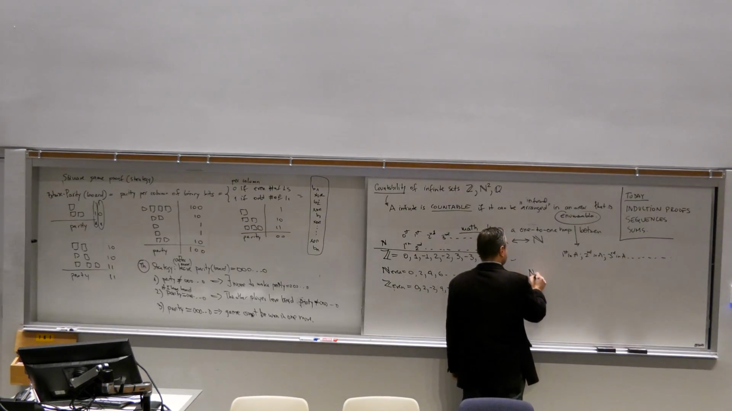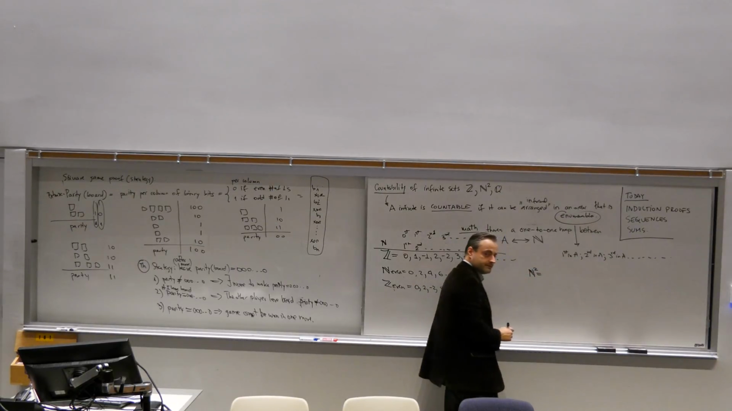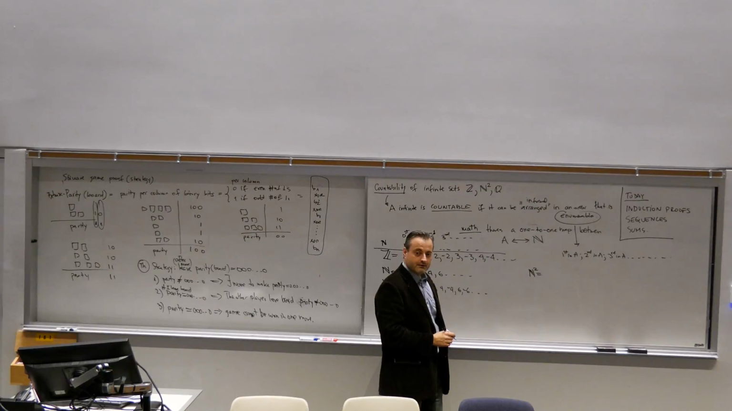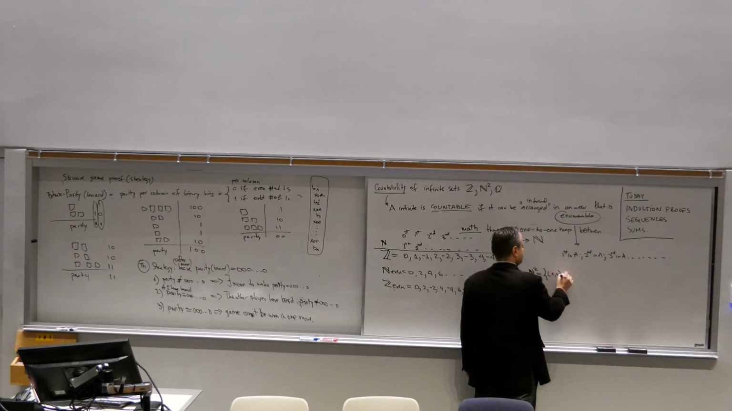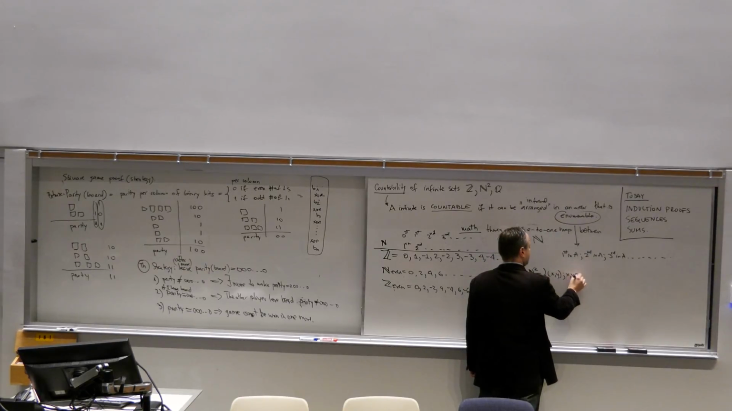How about N squared? Who's N squared? The set of X and Y, right? Right, so this is a set of pairs, with the property that X and Y are natural numbers. So what are those pairs?